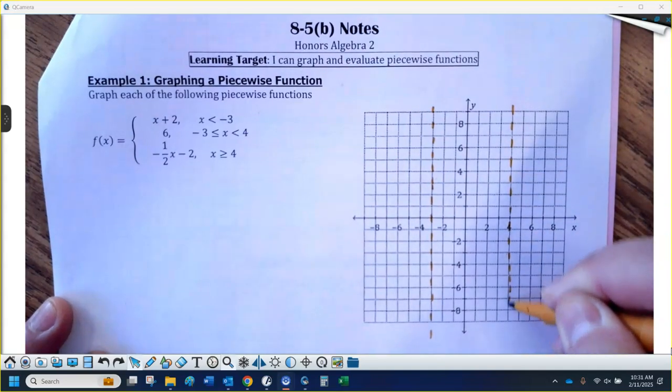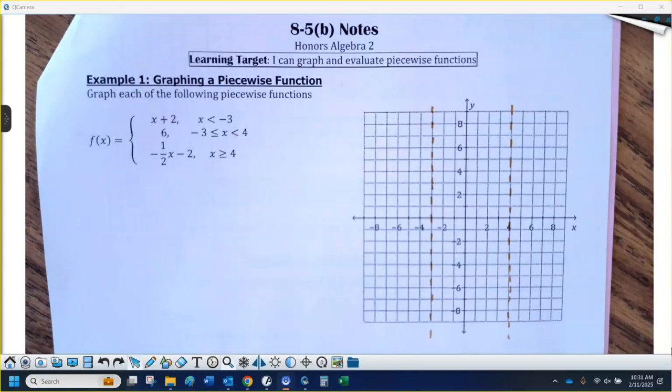So I know the first piece will be on the left side of that first vertical line I drew. The middle piece will be in between the two vertical lines, and then the third piece will be to the right of the second vertical line that I drew.